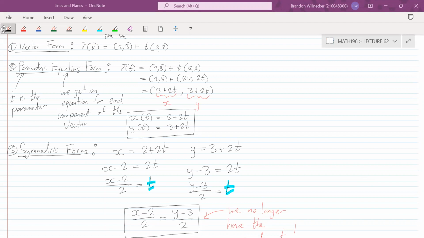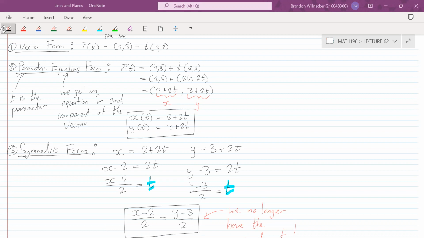You might use one of those two. Okay, so for a physics problem, the symmetric form might not be helpful. Or if you're making a computer game, maybe the parametric form would be better, because if you're coding it, maybe that one's better to use. But all three say exactly the same thing. It just depends on what you're using it for.